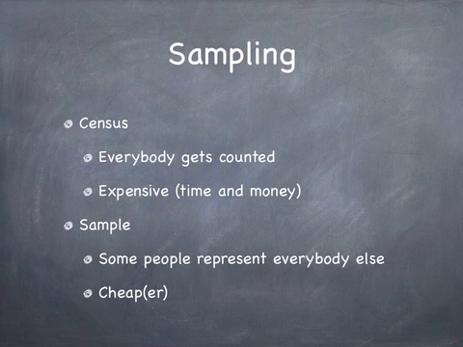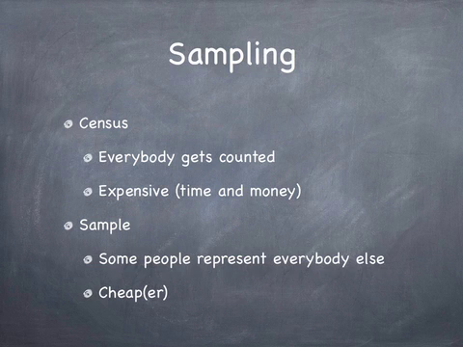And if you can get absolutely everybody, then it's a census. The problem with censuses is they're incredibly expensive, both in terms of time and in terms of money. And so censuses aren't really done very often. I mean, they're great because they provide the most rich data set possible.